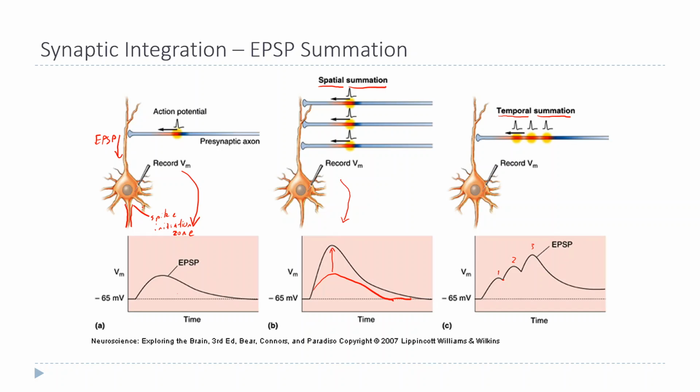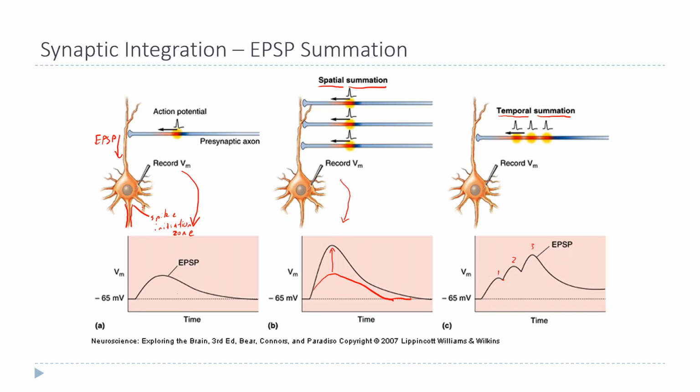Because remember, the threshold for triggering an action potential is about minus 40 millivolts. If the resting potential is about minus 65, then the magnitude of that EPSP needs to be roughly 25 millivolts, because that will bring the membrane potential up to negative 40 at the axon hillock, or the spike initiation zone if that happens to be the axon hillock, and you will get an action potential in that postsynaptic cell.